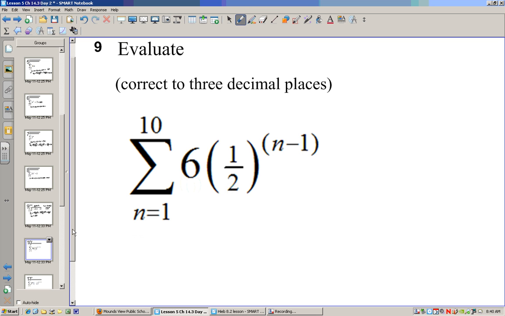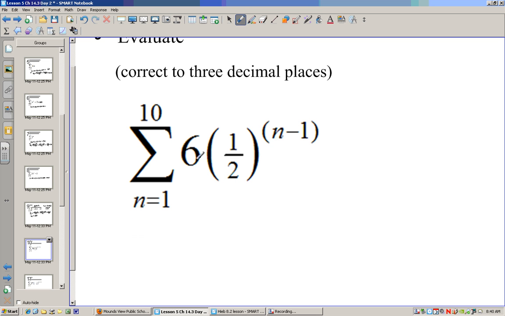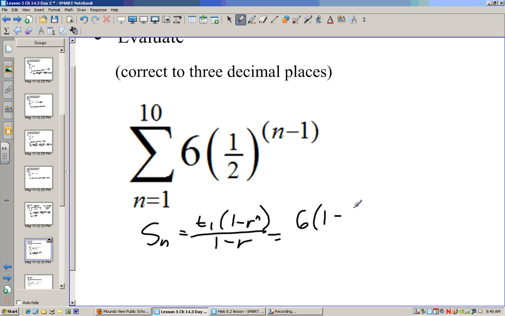Let's try this one. To the 10th, that's quite a bit. This, hopefully you can tell, is a geometric series. You have your first term times your r to the n minus 1. So first we have to write the formula, which is going to be your first term times 1 minus r to the n all over 1 minus r. So our first term is 6 times 1 minus our r is 1/2 to the n power, which is 10, all over 1 minus our r, which is 1/2.